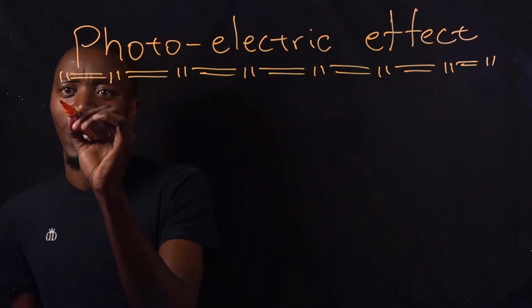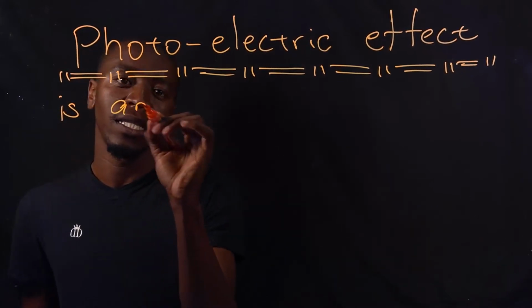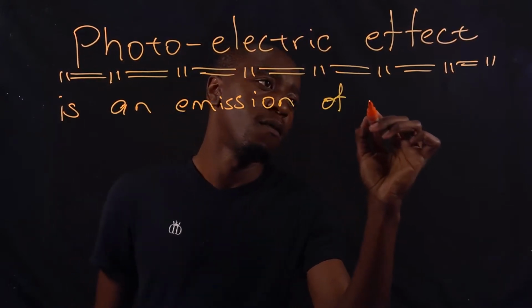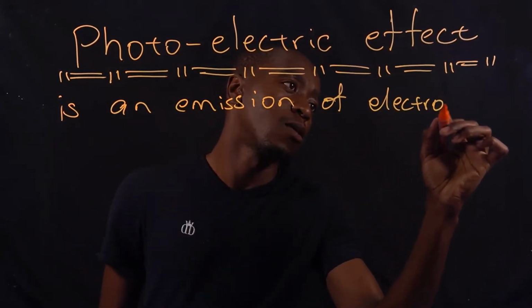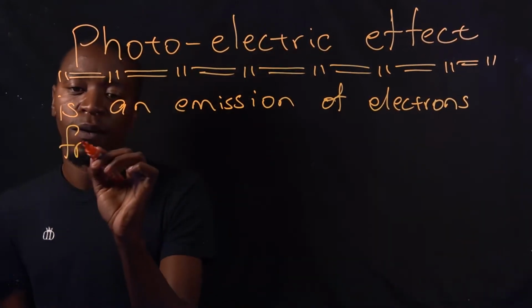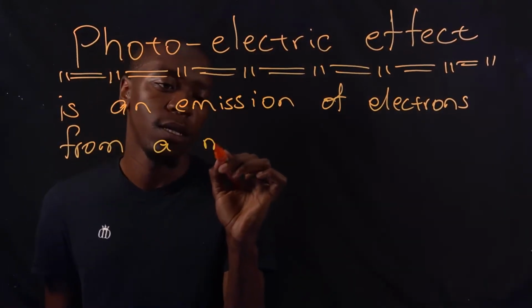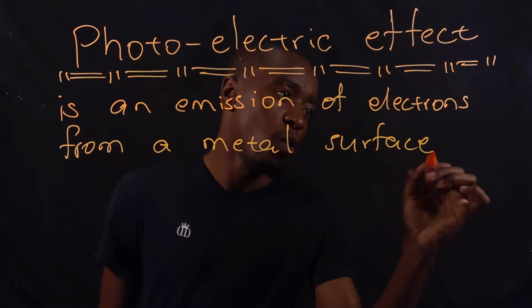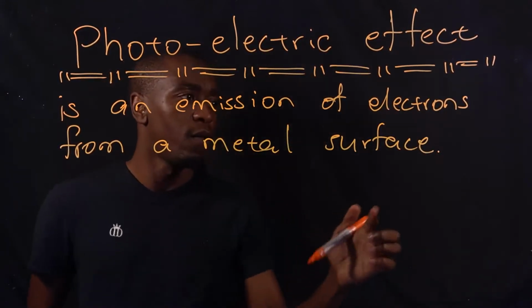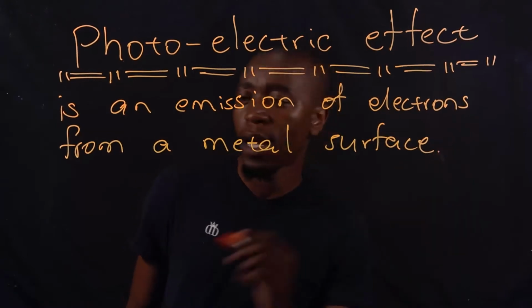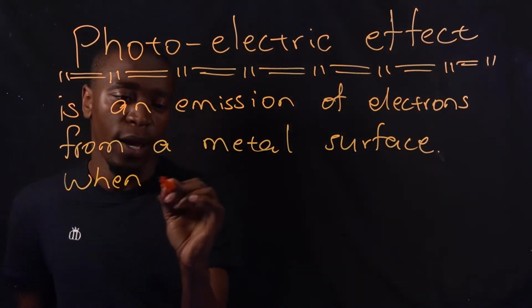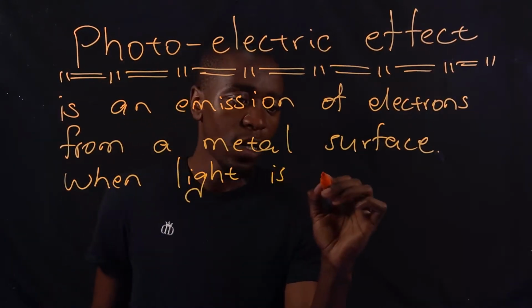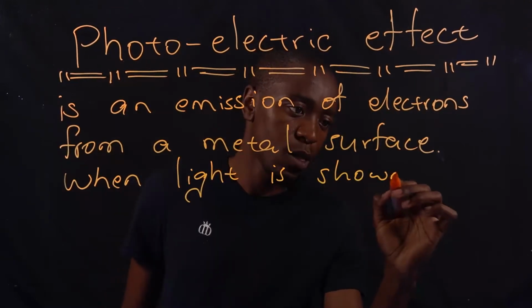The photoelectric effect is an emission of electrons from a metal surface. What do we mean by from a metal surface? When light, because we are speaking of photo, so light must be there, is shone on it.